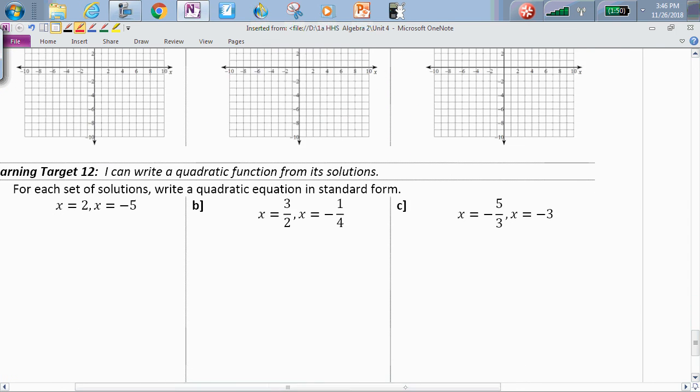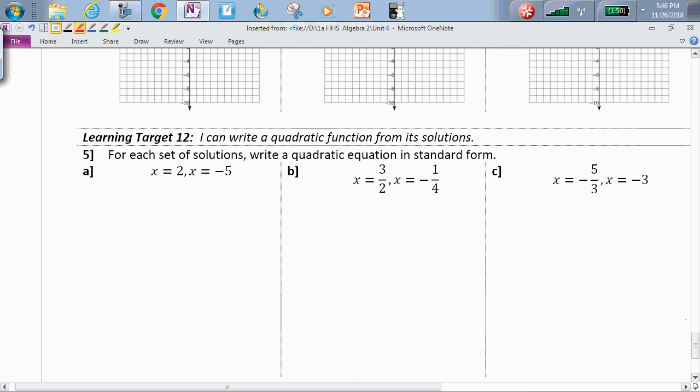So, the very last one, so these are your solutions, so x minus 2 would have been the factor, and this would be x plus 5. And then from here it's just distributing, so x squared plus 5x, so x squared plus 3x minus 10.